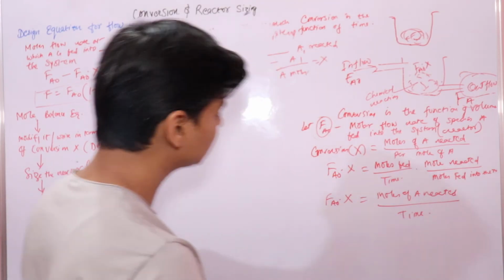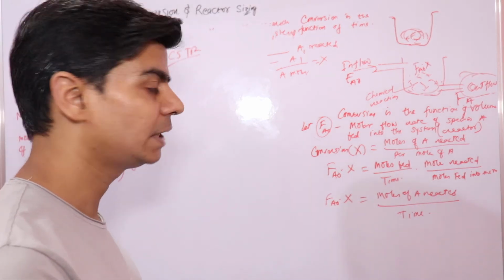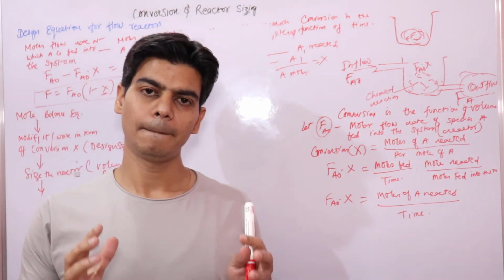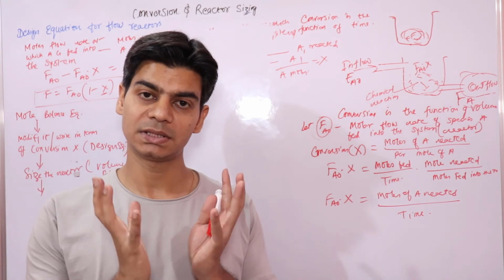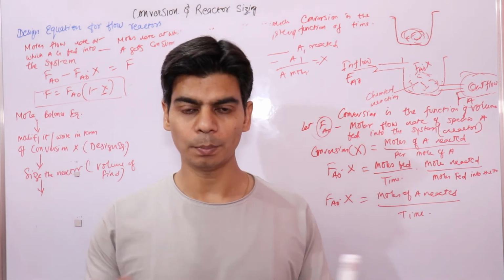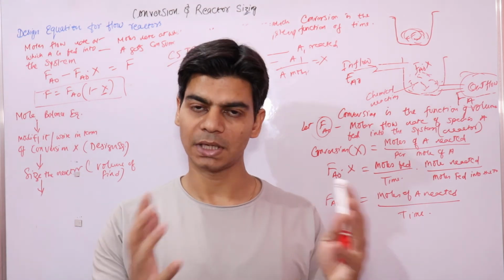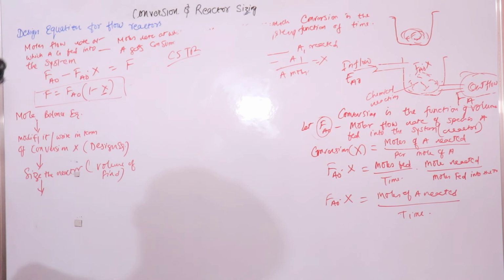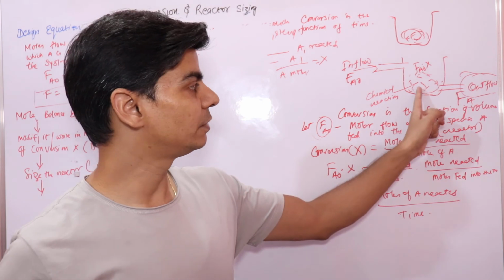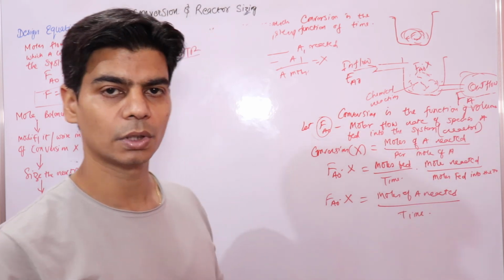Right, for CSTR, the continuous stirred tank reactor, one important thing is that the concentration of the reactants inside the reactor is the same in every direction, because the stirring is so efficient that the composition will remain the same everywhere inside the reactor. So whatever the concentration inside the reactor, the same concentration would be leaving the reactor. This is what it means.